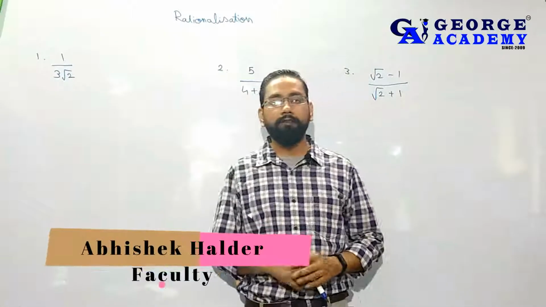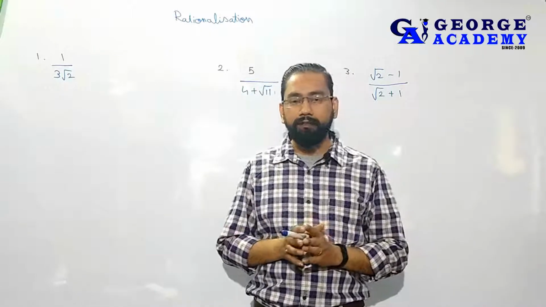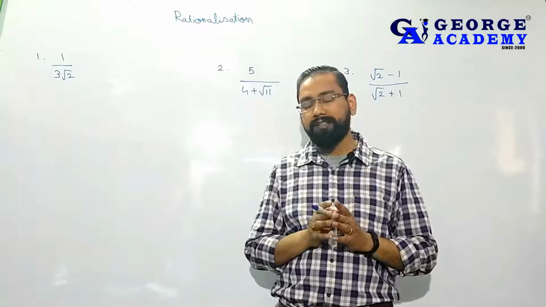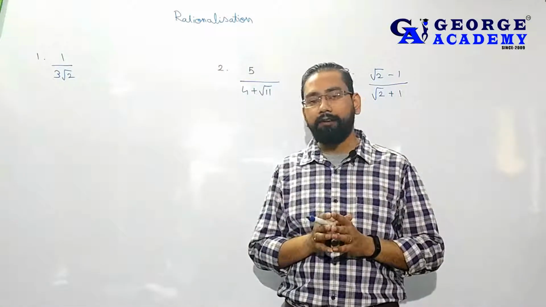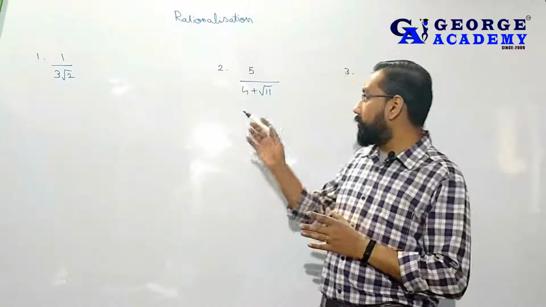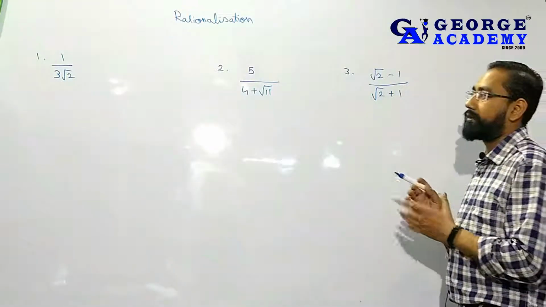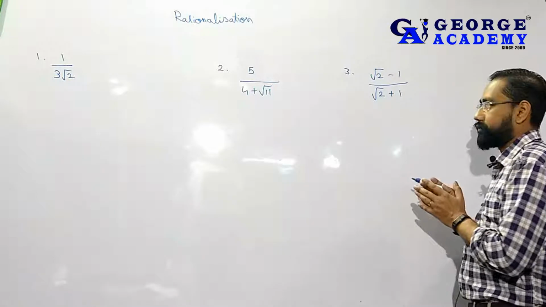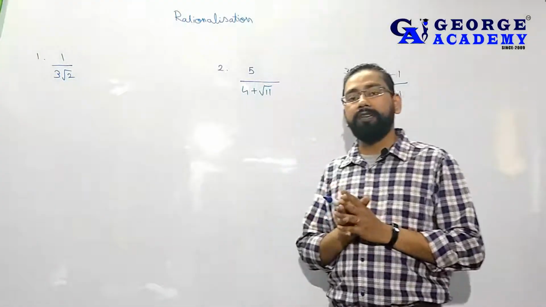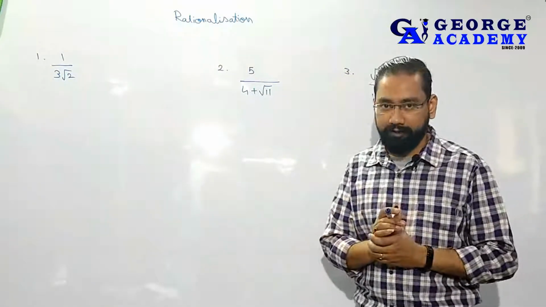Everyone, today we are going to discuss rationalizing the denominator. The rule says that if we have a fraction, the denominator must not be negative and the denominator must not contain any root. In all these sums, we can see there is root of 2, root of 11, root of 2 in the denominators. So these fractions need to be rationalized. That means we have to remove the root from the denominator.